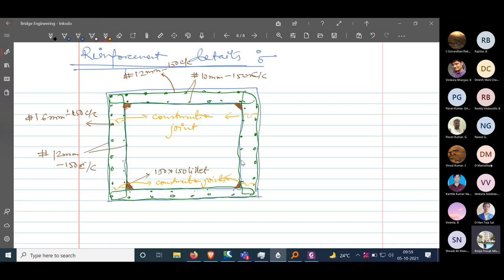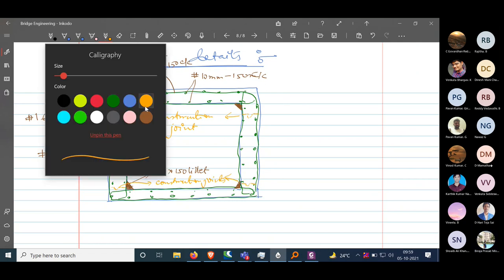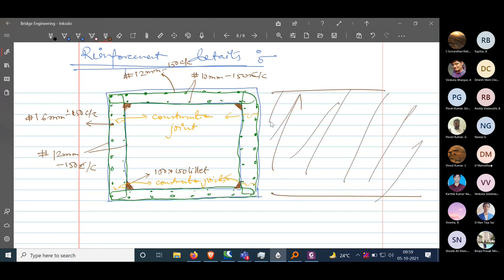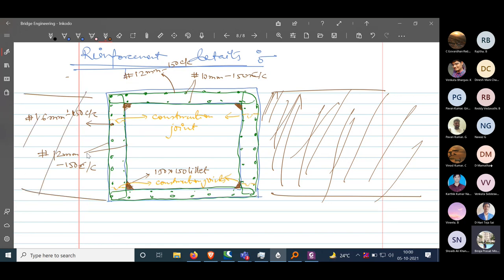Okay, now one more thing. So see here on both sides, what is all this? This is the cross section. What are all these on both sides? These are backfills. Whenever rain and all will be there, definitely this backfill will absorb water. We need to drain that water, or else it will shrink.